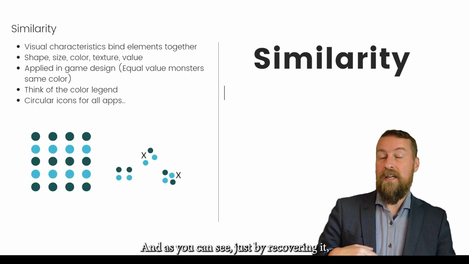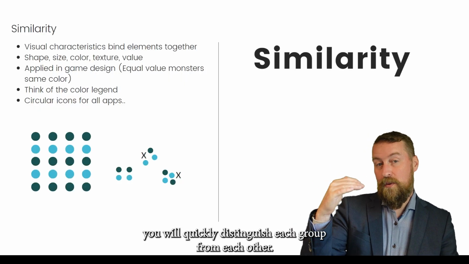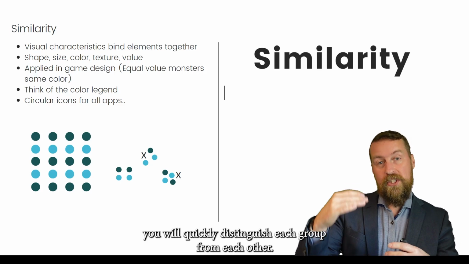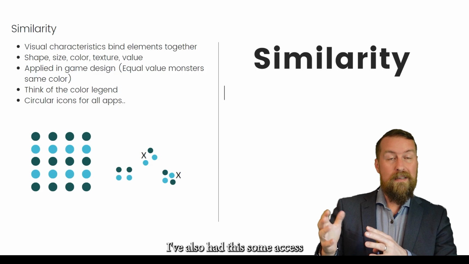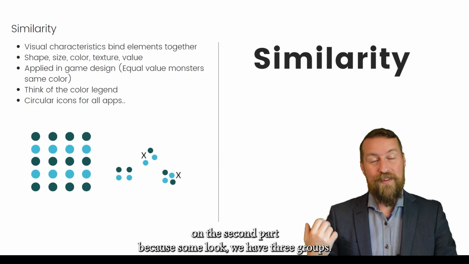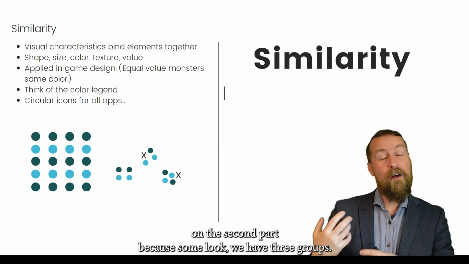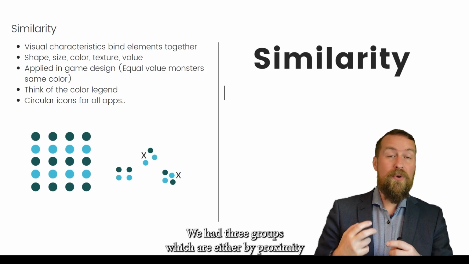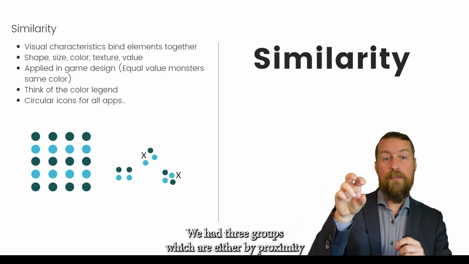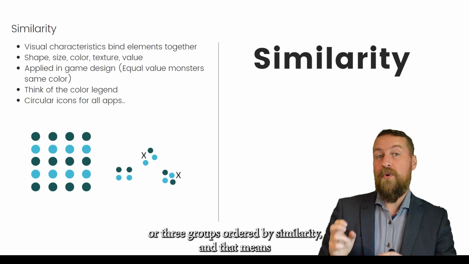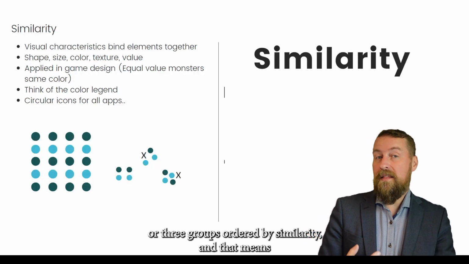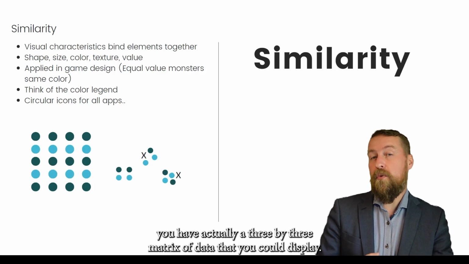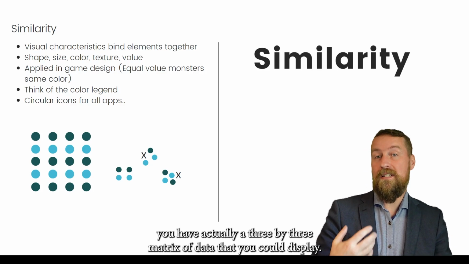And as you can see, just by recoloring it, you will quickly distinguish each group from each other. I've also added some axes on the second part, because suddenly we have 3 groups. We have 3 groups which are either by proximity or 3 groups ordered by similarity. And that means you actually have a 3x3 matrix of data that you can display.